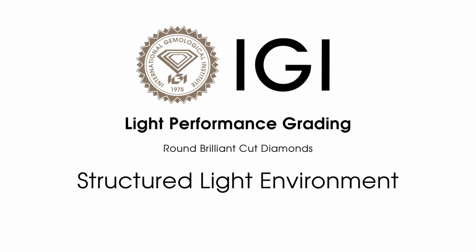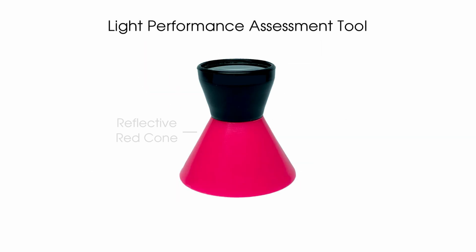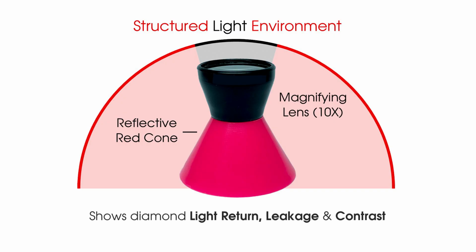The ideal scope is a diamond light performance assessment tool. Its reflective cone and magnifying lens create a structured light environment, which, when placed over a diamond, shows light return, light leakage, and contrast.